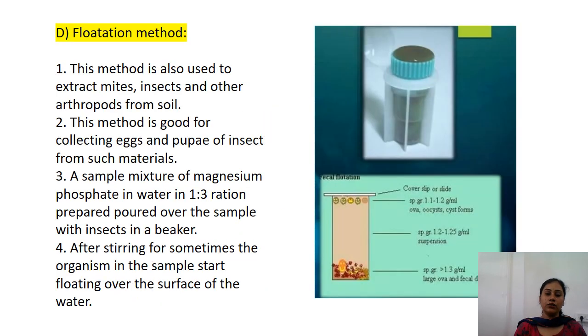Number 4 collecting tool is the flotation method. This method is also used to extract mites, insects, and other arthropods from soil. It is used for collecting eggs and pupae of insects from such materials. A mixture of magnesium phosphate in water in a 1:3 ratio is prepared and poured over the sample with insects in a beaker. After stirring for some time, the organisms in the sample start floating over the surface of the water, and after that we can collect those insects.